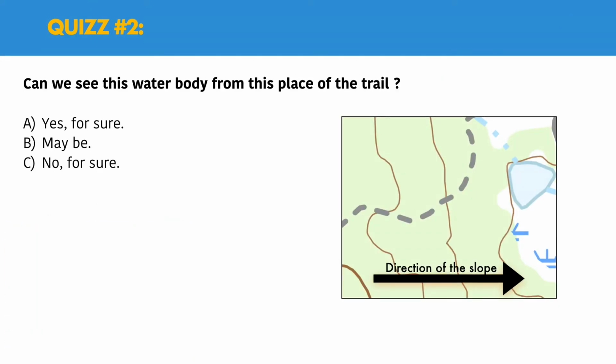Quiz number 2. If the direction of the slope is the same direction of the arrow, which means that the left side of the photo is higher in altitude than the right side, can we see this water body from this place of the trail? A. Yes, for sure. B. Maybe. C. No, for sure.